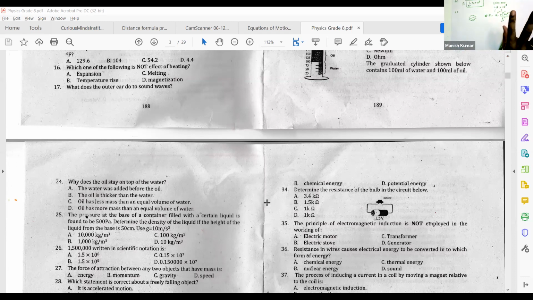Any objects in this world attract each other with the force of gravity if they have a mass. All objects have a mass, so any object with a mass will attract the other object. Then my question is, why aren't they coming closer? If there is a force of attraction between these two objects, why aren't they coming close?